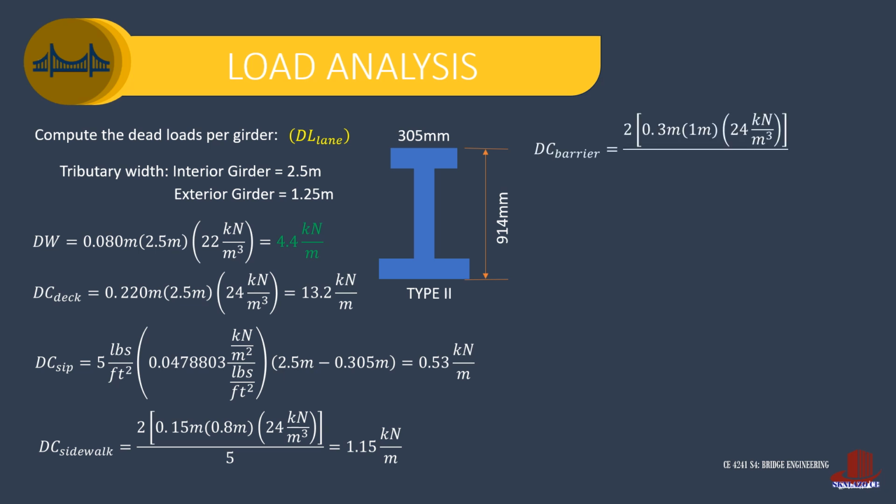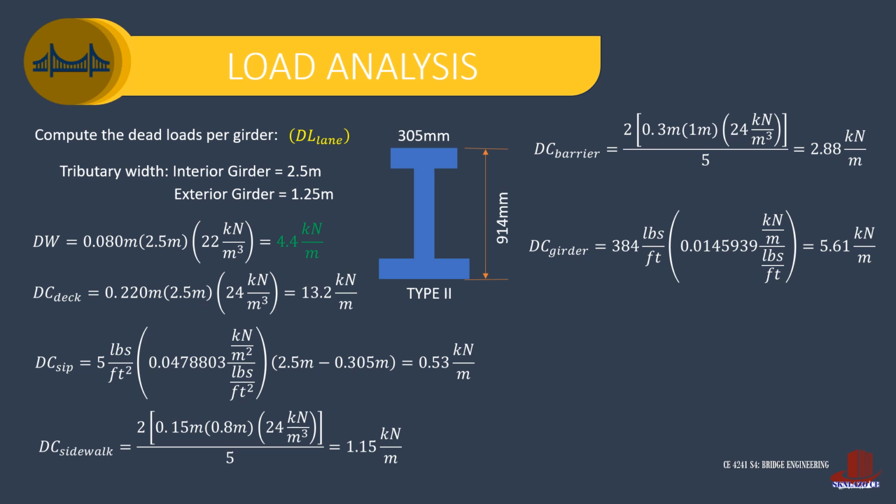Next are the barriers. There are two lines with a given size of 0.3 by 1 meter, multiplied by the concrete unit weight and divided by 5 to have 2.88 kilonewtons per meter. The dead load brought by the girder is seen from the table, and it is 384 pounds per foot, converted into kilonewtons per meter, resulting in 5.61.